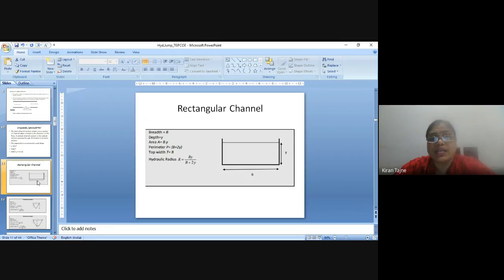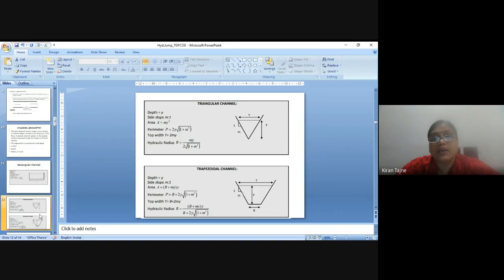So for a rectangular channel, the sides are vertical and the bed of the channel is horizontal, there is no slope. So wetted perimeter will be B plus 2y, twice y for both the sides, top width T is equal to B, and hydraulic radius R is equal to B into y by B plus 2y. So in short, we'll cover these expressions.